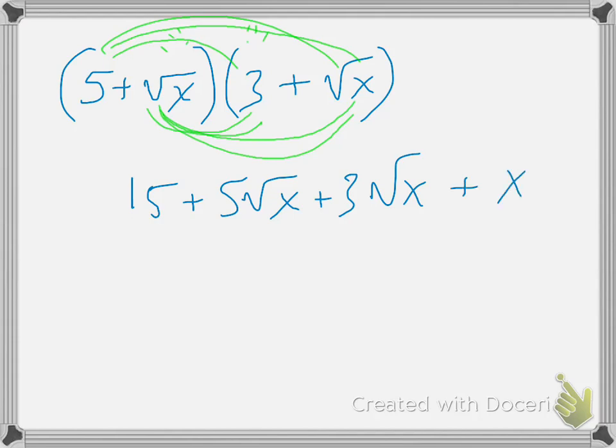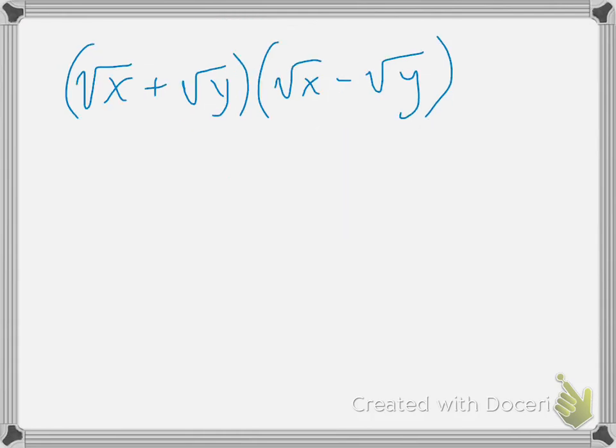And as usual with FOIL, the middles can combine. Often that happens. Doesn't have to be that way, but 90% of the time. So how many square root of x do we have? We have 8 of them. Bring down the x, bring down the 15. Good to go. So there's your new FOIL thing. Crazy, huh?